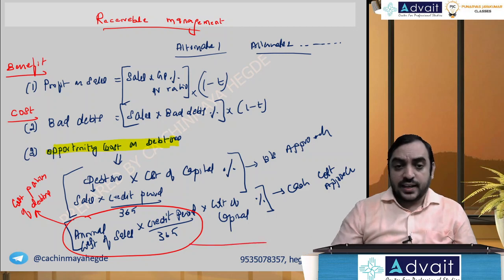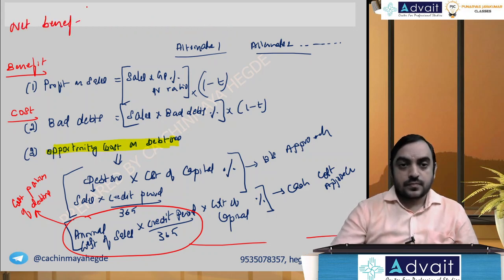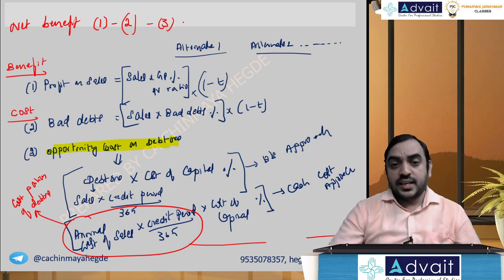Then I am going to calculate net benefit. I don't have the space at the bottom. I'll write at the top. Net benefit is going to be profit on sale, first one, minus second, which is bad debts, and minus third, which is this opportunity cost, that will give you net benefit. And we choose whichever is higher.